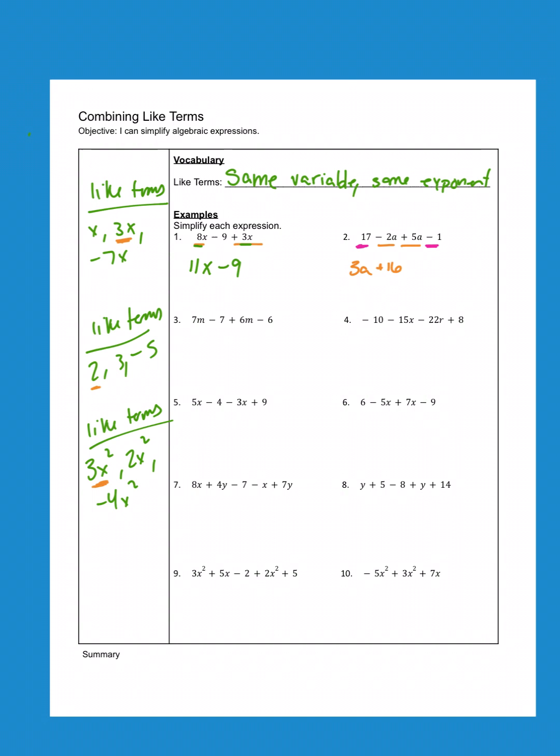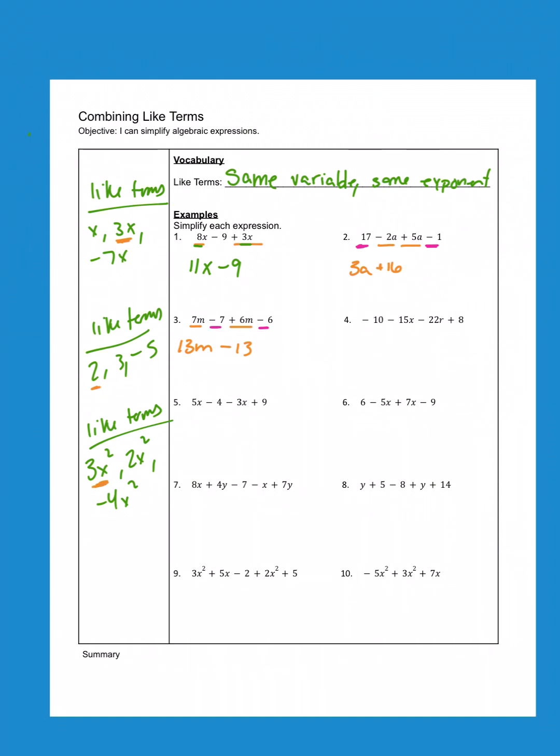Number 3, I have a 7m and a positive 6m makes 13m. I also have a negative 7 and a negative 6, and that makes negative 13. Notice that none of these are being solved. We can't actually solve because there's no equal sign, that's why it says simplify.